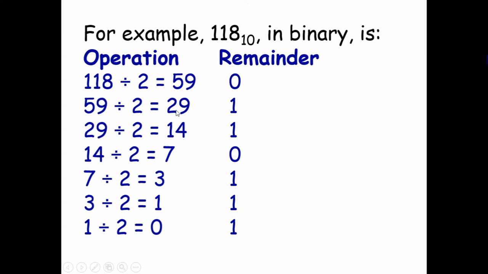So again, you divide that, you take note of that remainder. 29 divided by 2 is 14 with a remainder of one. 14 divided by 2 is 7 with no remainder.